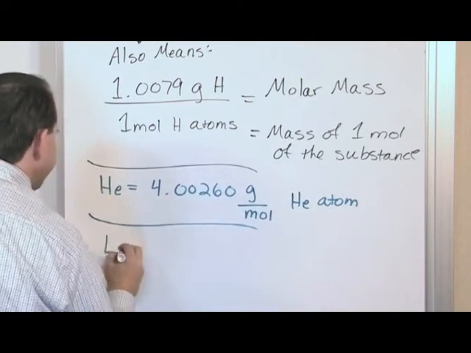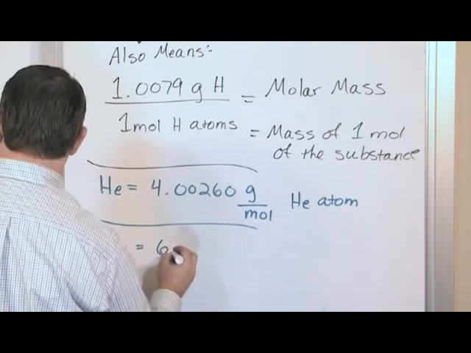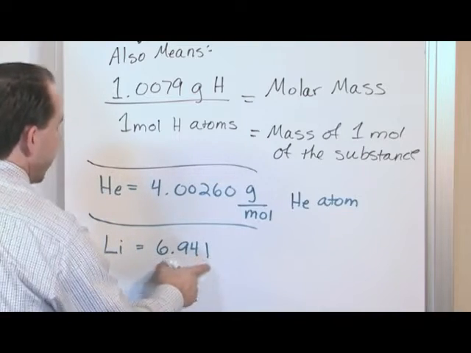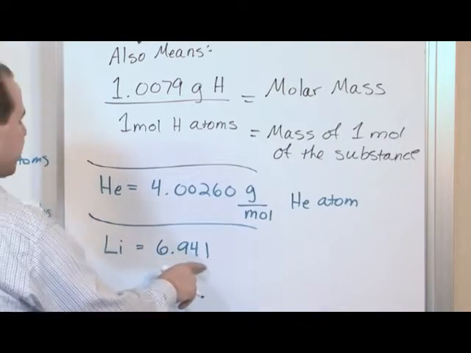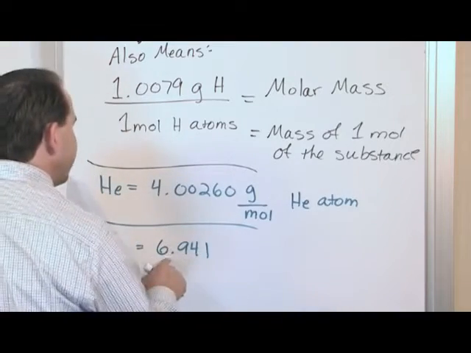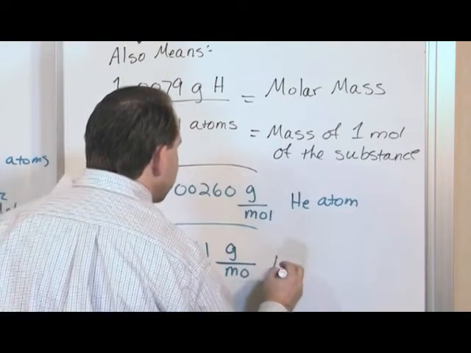What about lithium? That's another element of the periodic table. And the atomic mass there is 6.941. Prior to this lesson, you would have interpreted this to mean, okay, the lithium atom is 6.941 atomic mass units. But it has a double meaning. That means that lithium is 6.941 grams for every single mole of lithium atoms.